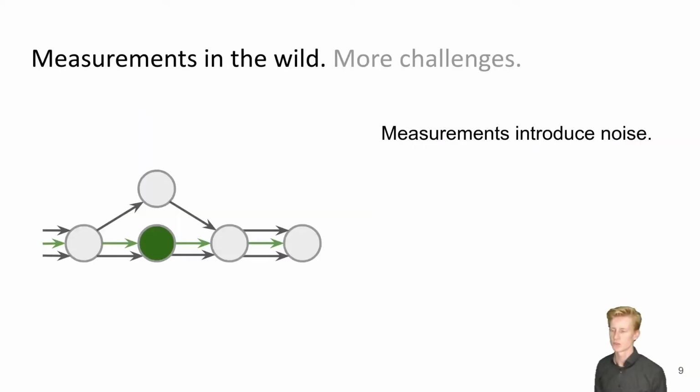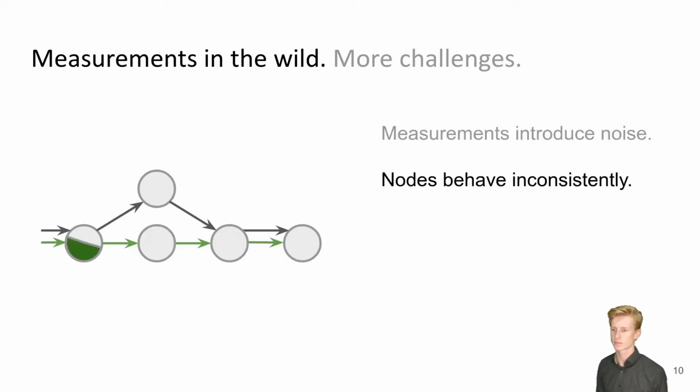But let's switch back to reality, where measurements introduce noise. In this example, we have got two measurements for the same path, but two different results. This is a problem, and therefore our resulting path data may contradict. Nodes can also behave inconsistently. In this example, the first node has a different property based on the ingress point. For example, in the case of BGP, ASs very often deploy different policies based on their neighbor.